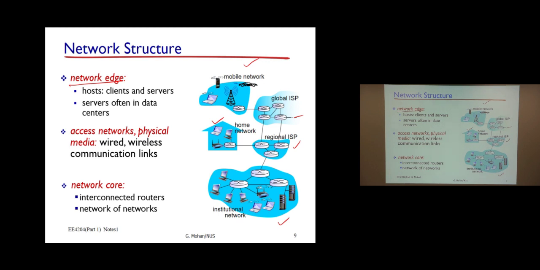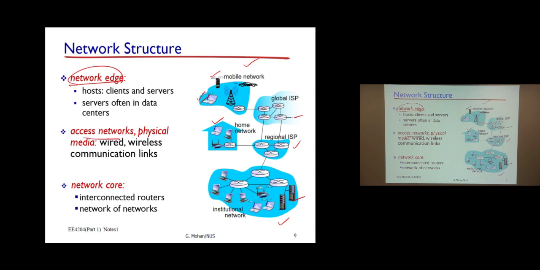If you identify different parts, the first one is network edge. Network edge means the edge of the network, that is, the beginning or the end. That is the end side of this. You can see that on the network edge we have all the hosts: mobile phones, computers, let's say servers. They are all in the network edge. Then comes what is called the access network.